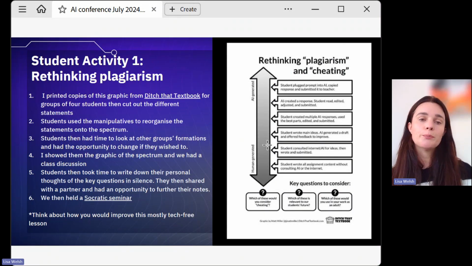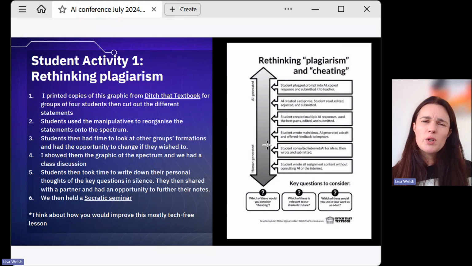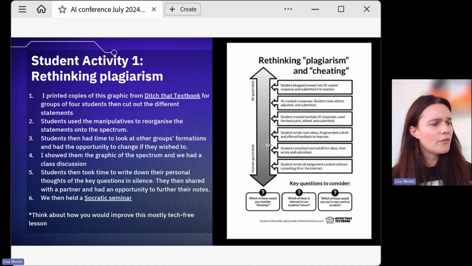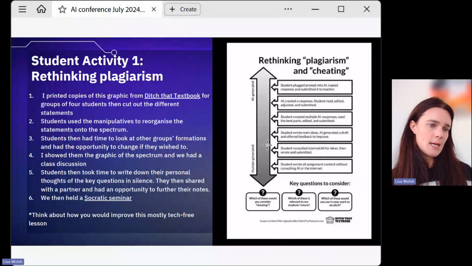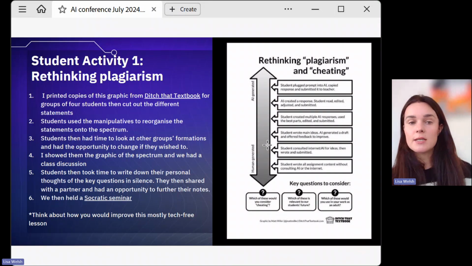So I'm going to go over a number of activities. I think there was maybe 6 activities that I'm going to go over today. Sorry, 7 activities. This is the first one.